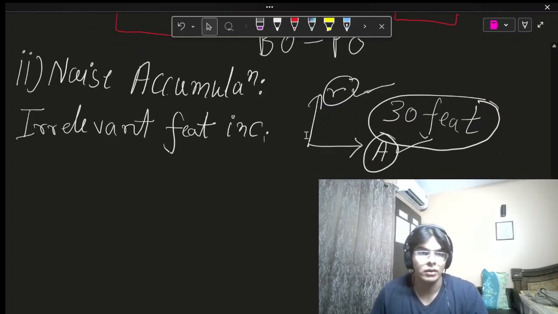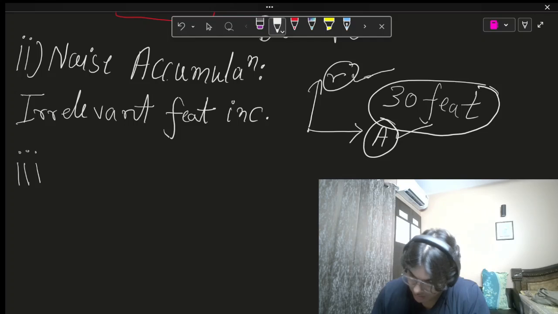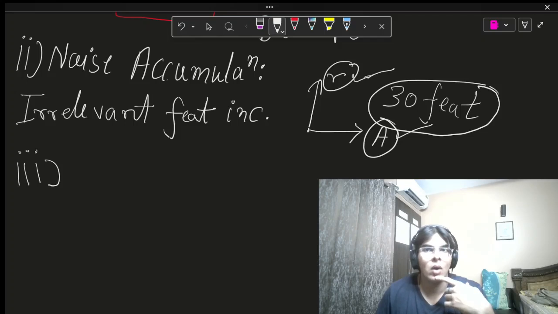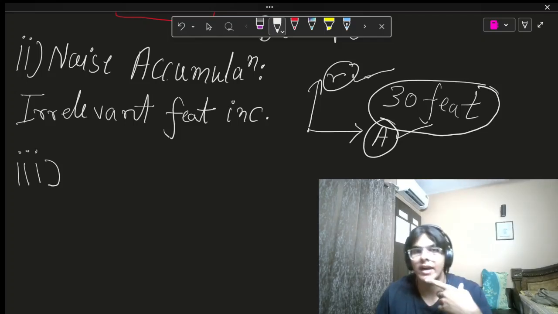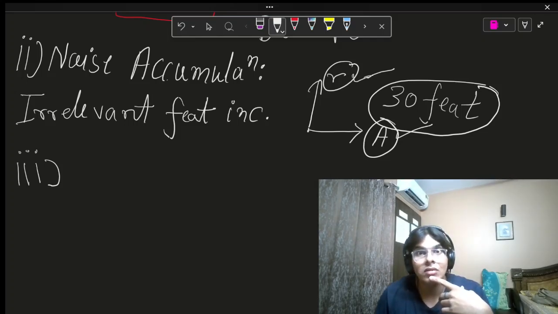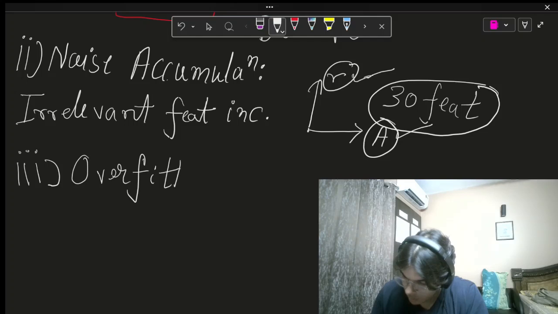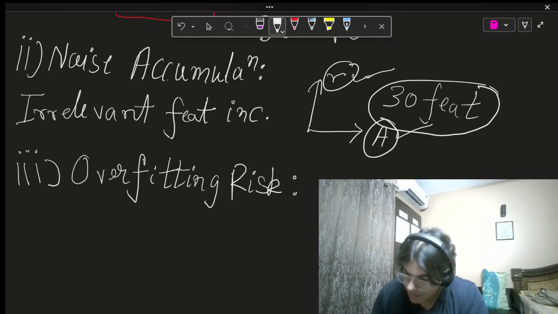The third one is like a derivative of the second one. If noise is increasing, what risk does it carry? Whenever noise increases too much, the model, if it runs for long enough epochs or iterations, will try and memorize the training data. What happens if the model memorizes the noise in the training data? Overfitting. Classical machine learning problem. So this noise accumulation also leads to overfitting risk. And this is all due to the single problem that we were discussing, which is nothing but dimensions increasing.